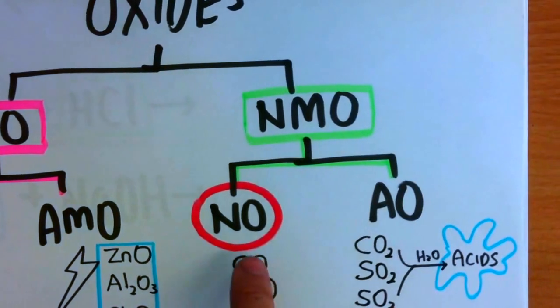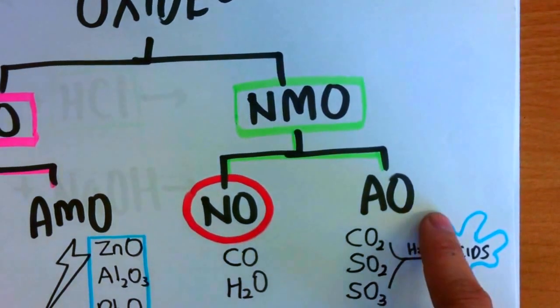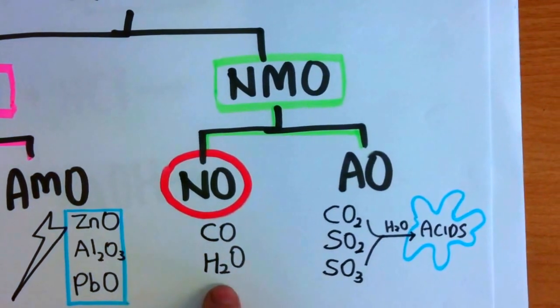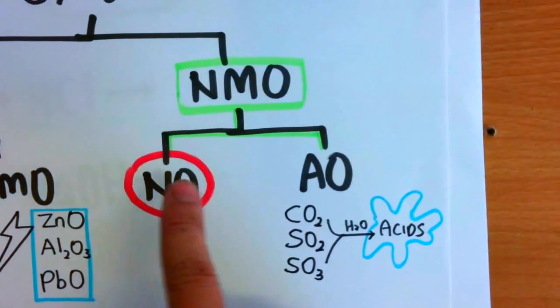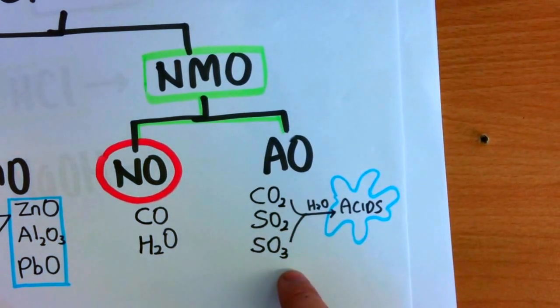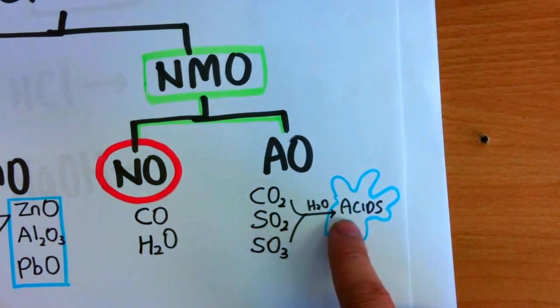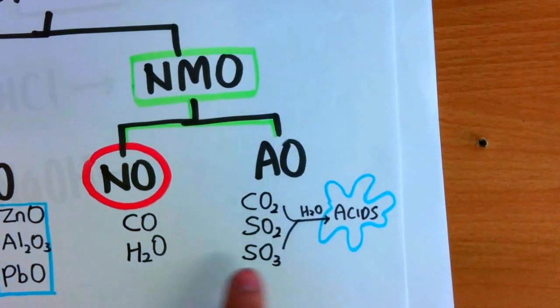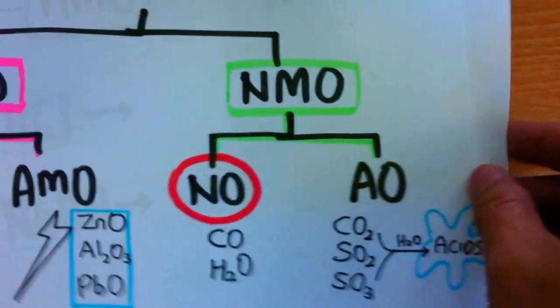Non-metal oxides are neutral oxides and acidic oxides. You have CO, carbon monoxide, and water. They form the neutral oxides. And you have the acidic oxides, CO2, SO2, and SO3. Now these guys, when they dissolve in water, they form acids. Now these are just a sample. There are other non-metal oxides, and generally they are acidic in nature.